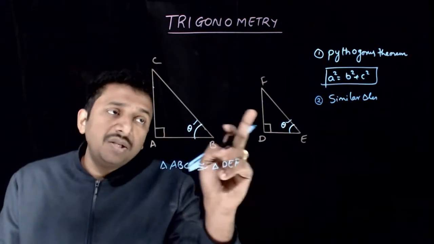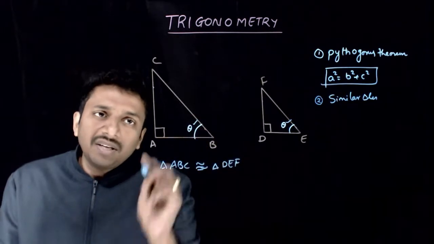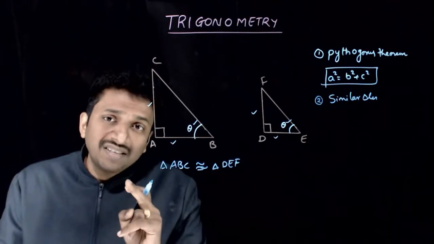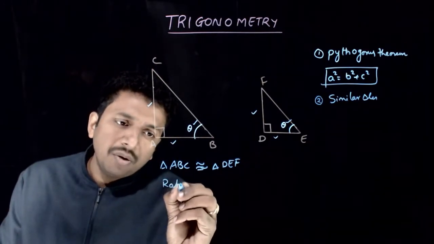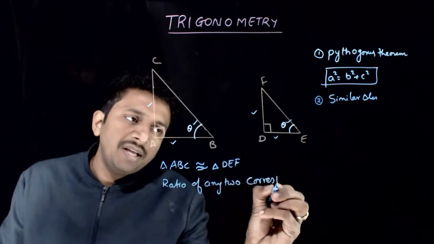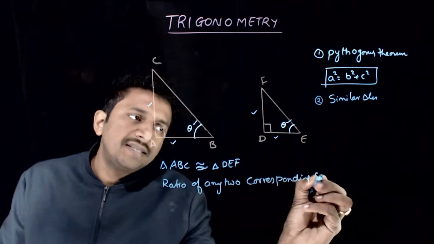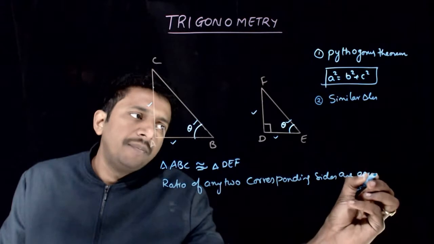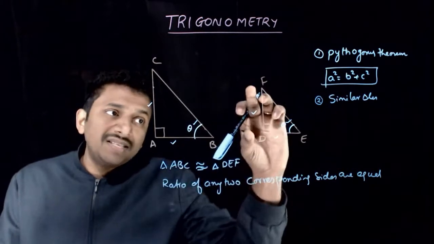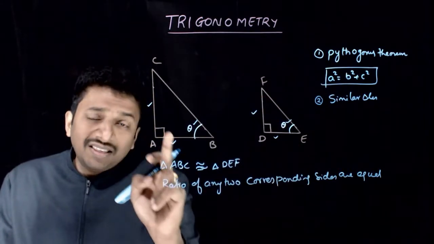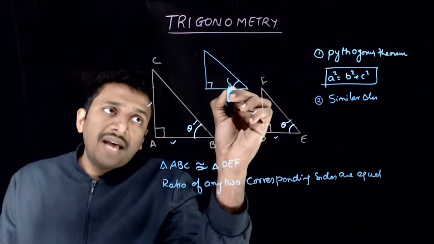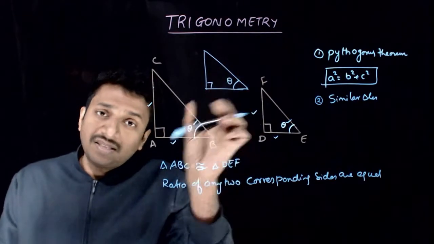So what happens if these 2 triangles are similar? If these 2 triangles are similar, the ratios of any 2 corresponding sides are equal. That means if I take this as AC by AB, it should be the same as DF by DE. Not just in these 2 triangles. If you consider another right angle triangle with the same angle theta, in this triangle also this side by this side is the same.